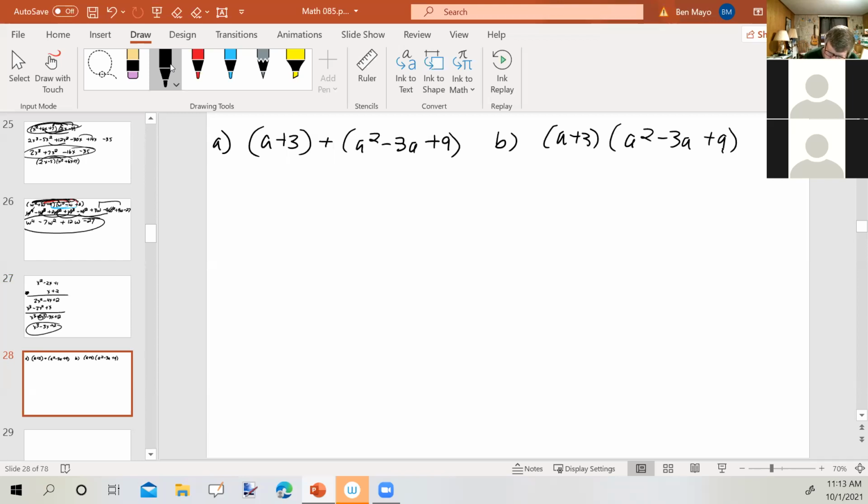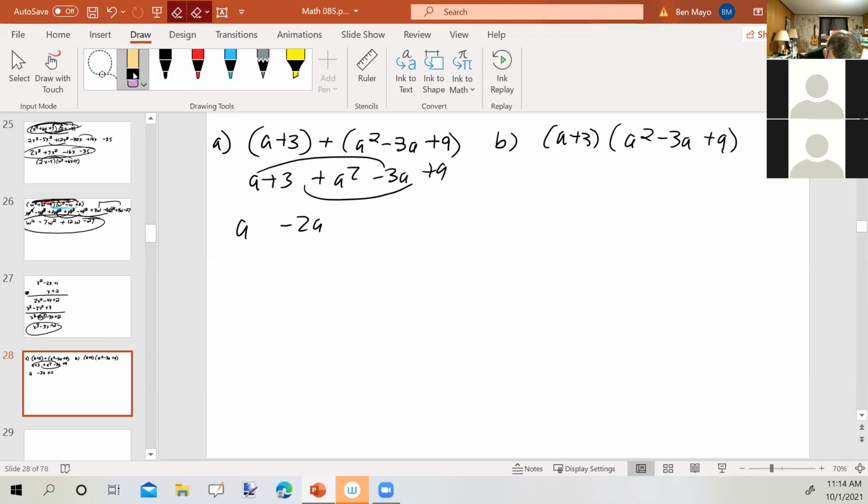Part A, we're just adding two polynomials. Nothing in front of the first group, a plus sign in front of the second group, so we get rid of the parentheses. Combining like terms, a squared minus 2a plus 12. So that's adding those two polynomials.